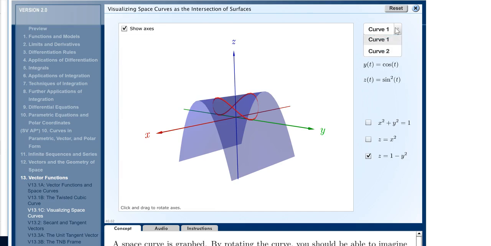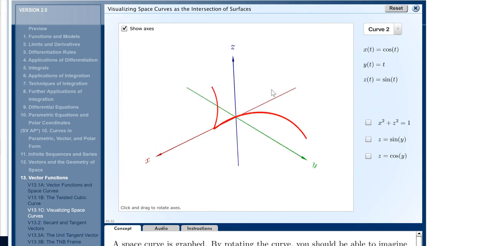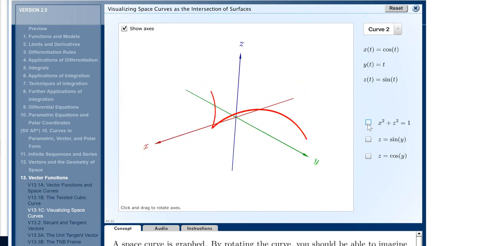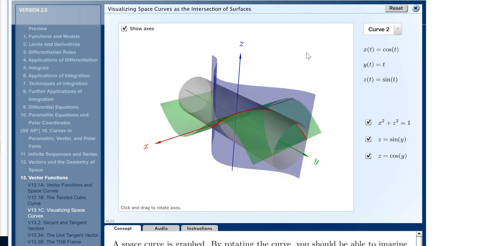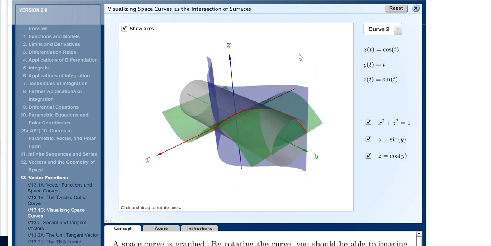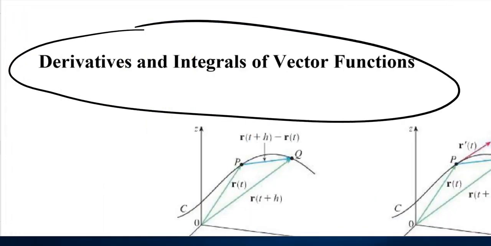You can do this with other curves as well. Let's take out that one. Here's a curve like this. It looks like there's cosine going on. So you can see that that is just the intersection of 3 different surfaces. All right. So I thought that was pretty cool, and I thought I'd show you that that's in the tech media. So now let's look at derivatives and integrals of vector functions.